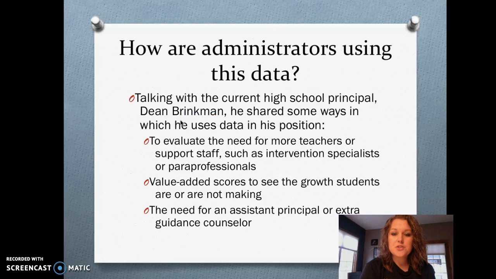How are administrators using this data? I talked with our current high school principal, Dean Brinkman, and he shared some interesting ways in which he uses data in his position. He told me that he uses it to evaluate the need for more teachers or support staff, such as intervention specialists or paraprofessionals, value-added scores to see the growth that students are or are not making, and then the need for an assistant principal or extra guidance counselor.